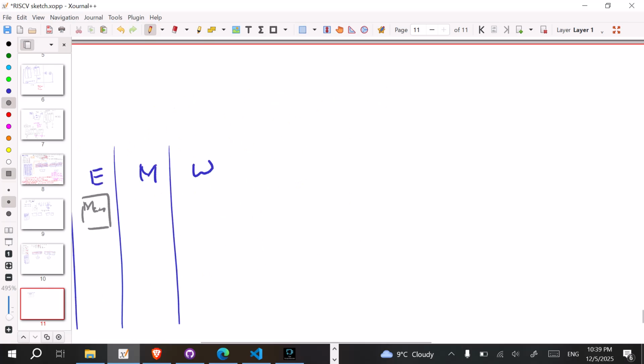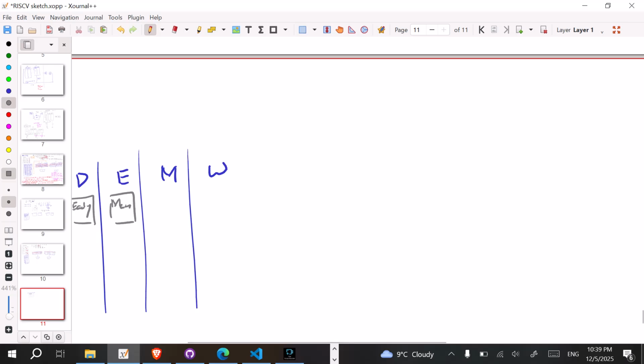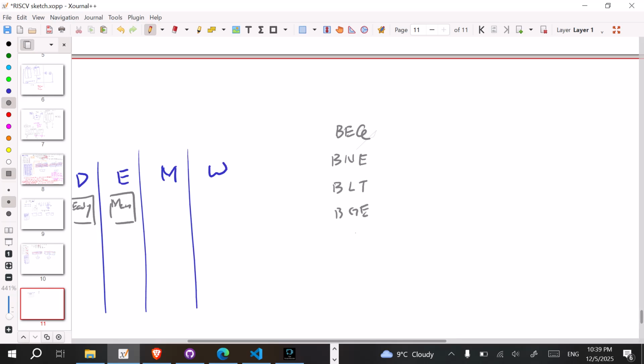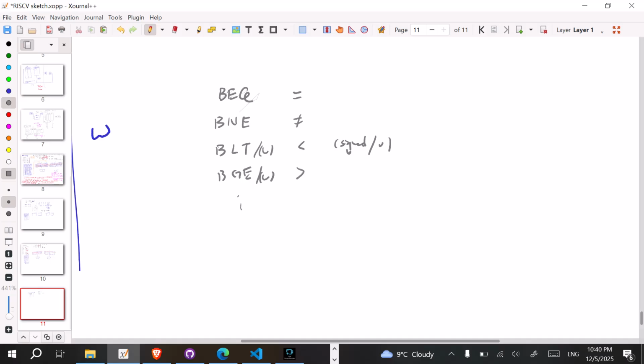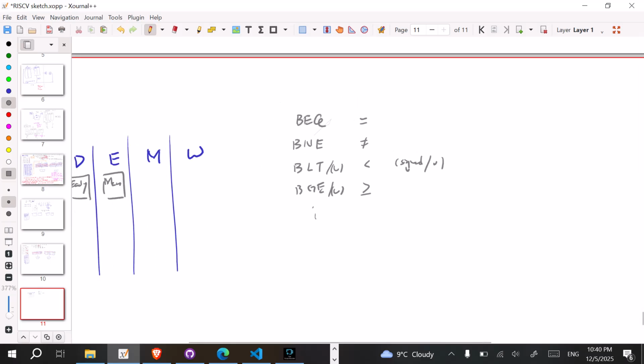But then recall that if you have a branch, pretty much you have the following. You have branch equal, branch not equal, and you have something like branch less than, and then branch greater than or equal, and then also the unsigned version of them. So this is basically just asking equal, not equal. I'm just gonna draw equal, not equal, less than, signed or unsigned version, and then greater than or equal to, that sort of thing.